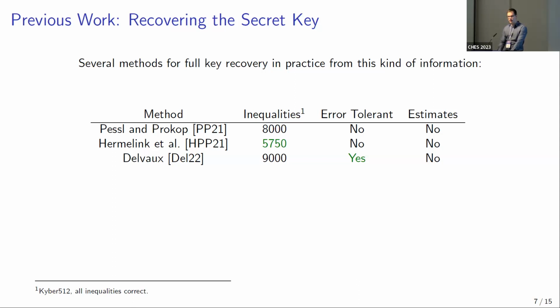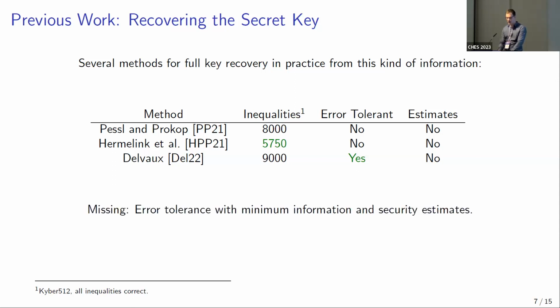And what we currently know is that none of these key recovery methods offer security estimates. So in case an attacker cannot retrieve a sufficient number of inequalities to perform a full key recovery, we currently don't know what the security level after such an attack is. So what we are currently missing is an error-tolerant key recovery method that requires only a minimum number of inequalities, a minimum of information, and gives us security estimates.